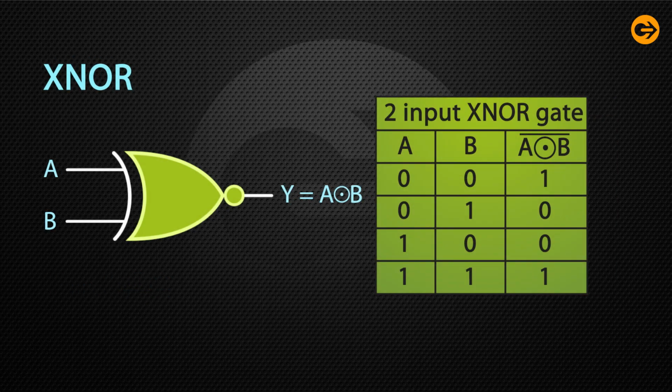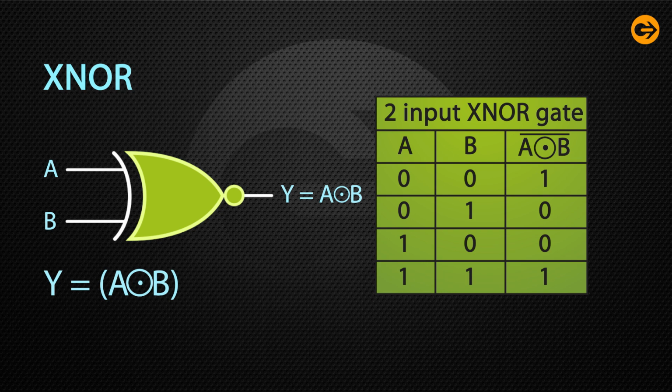XNOR gate. The equation of XNOR gate is Y is equal to A XNOR B. Here A and B are input and the output is denoted by Y. The conditions are when A is equal to 0, B is equal to 0, then Y is equal to 1. When A is equal to 0, B is equal to 1 or A is equal to 1, B is equal to 0, then Y is equal to 0. When A is equal to 1, B is equal to 1, then Y is equal to 1.